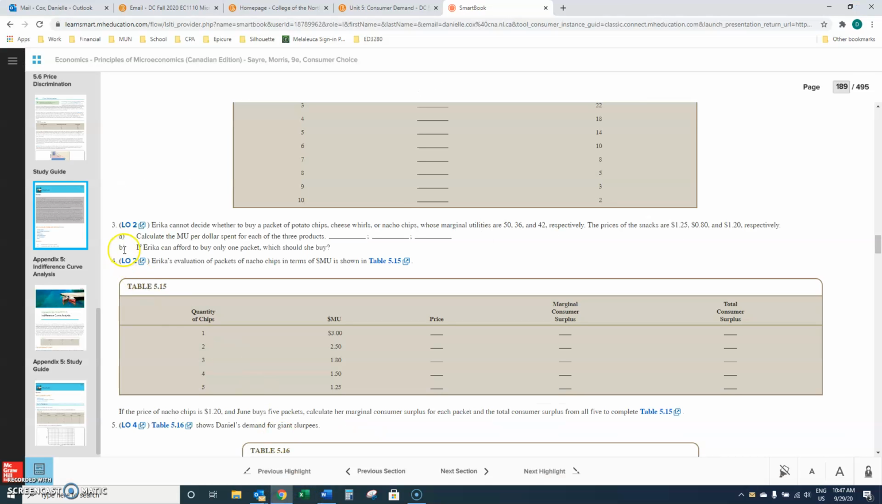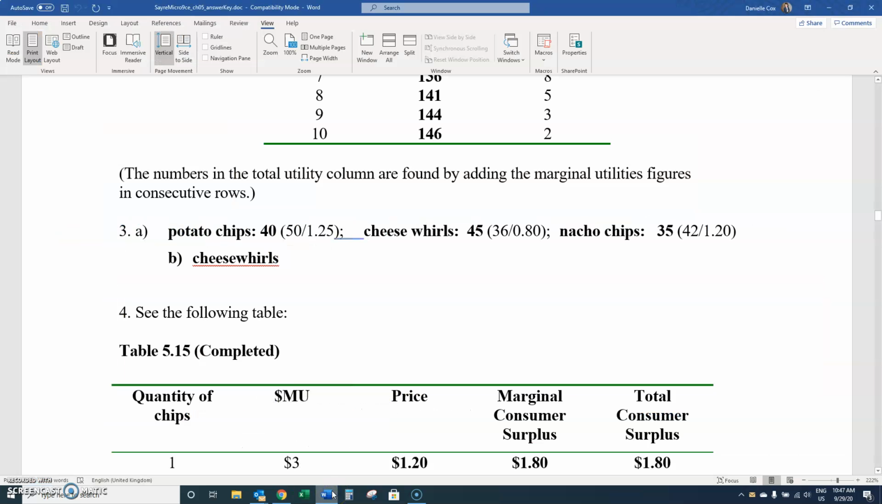And we are asked if she can only buy one, which one is she going to buy? Well, she's going to buy the one that brings her the greatest utility per dollar spent, and that is going to be the cheese whirls. So she's going to buy a pack of cheese whirls.